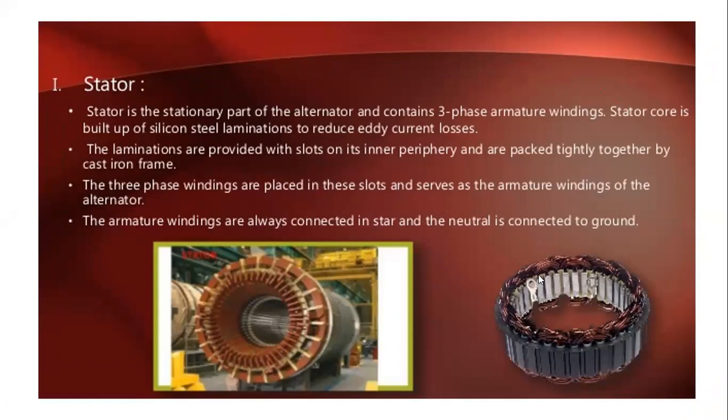How is the rotating magnetic field produced? When we give the AC supply to the three-phase stator winding, the alternating flux will be produced in these slots. In those slots we have a number of windings. These slots are joined or packed tightly together by a cast iron frame, and they have a number of laminations for reducing the eddy current losses. Understand?